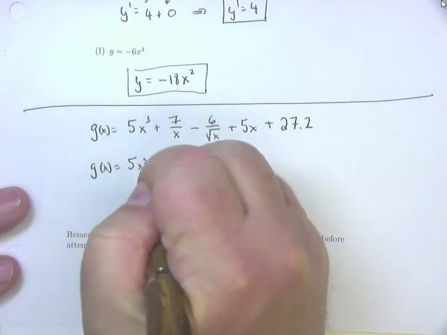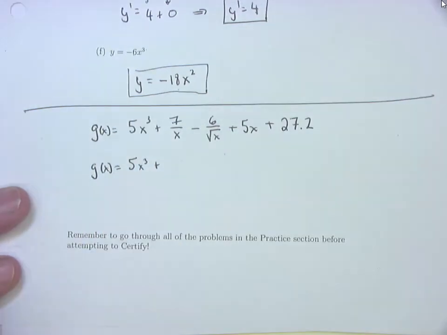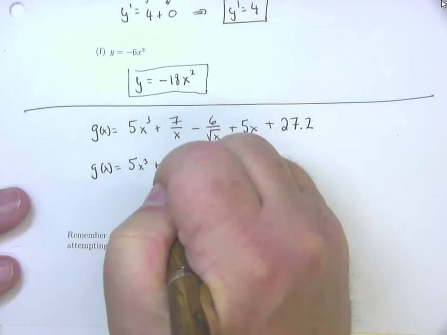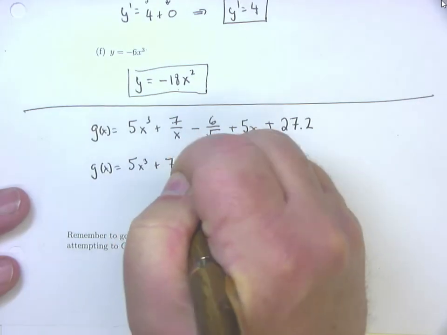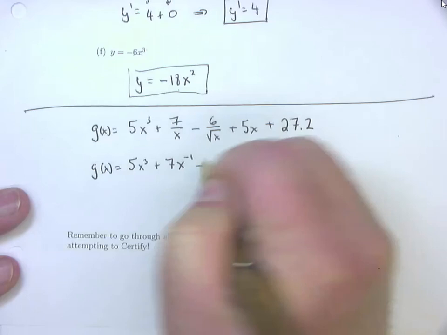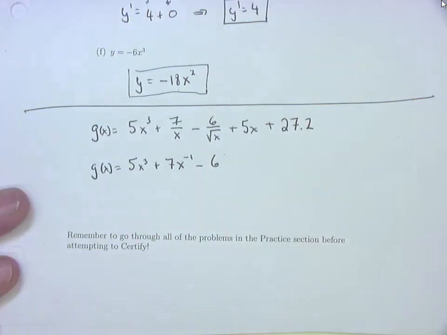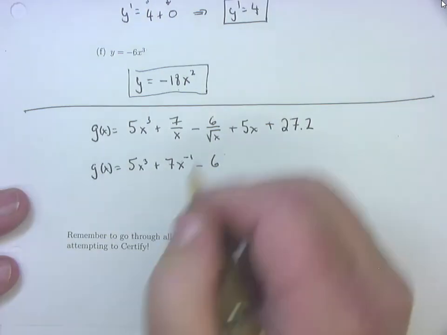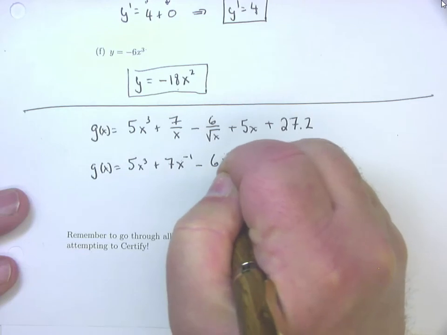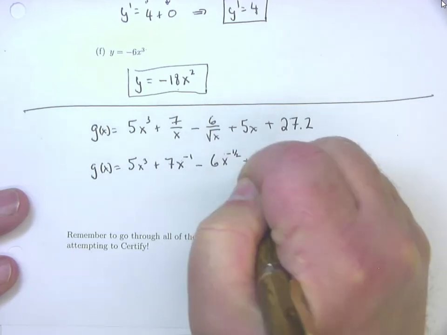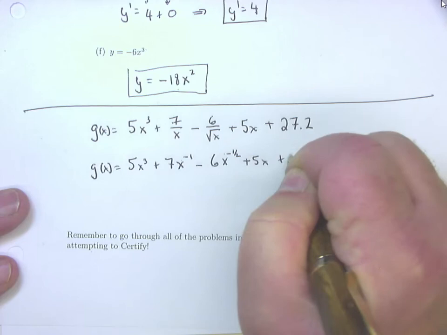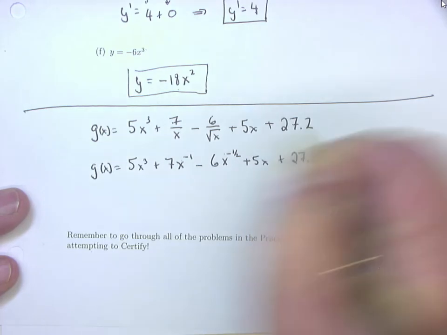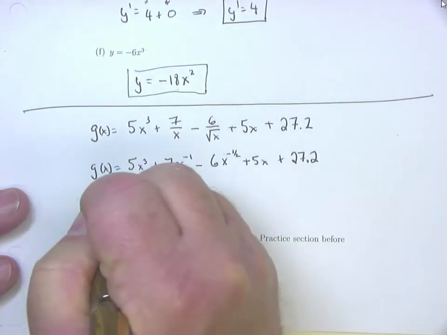5x cubed plus, I don't like stuff on the bottom. x on the bottom brings to the top, it'll be 7x to the -1 minus 6. I don't do square roots. Square root is a half power. On the bottom, bringing it up, that'd be 6x to the -1/2 power plus 5x plus 27.2.